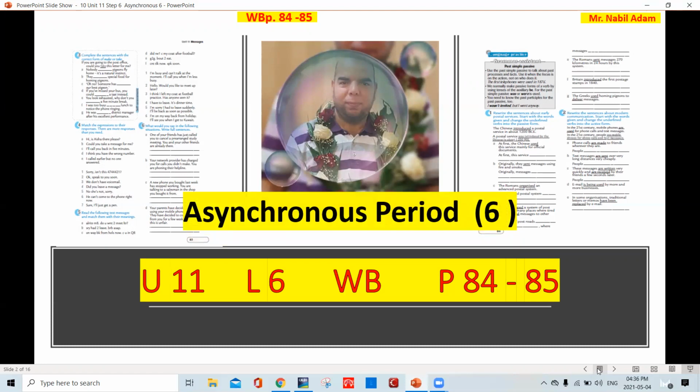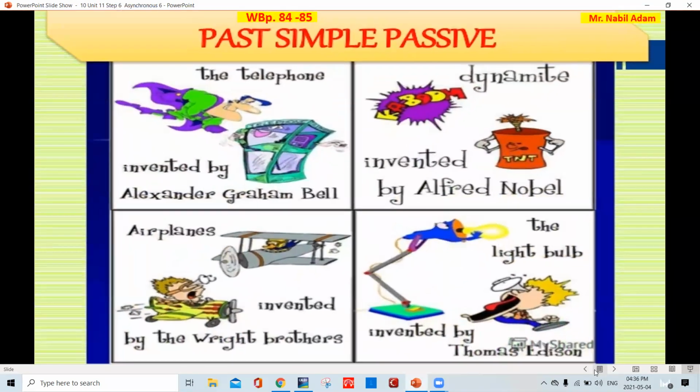This is number 6, synchronous period. Past simple passive. Look at these pictures here and these examples. The telephone was invented by Alexander Graham Bell. Dynamite was invented by Alfred Nobel. Airplanes were invented by the Wright brothers. The light bulb was invented by Thomas Edison.